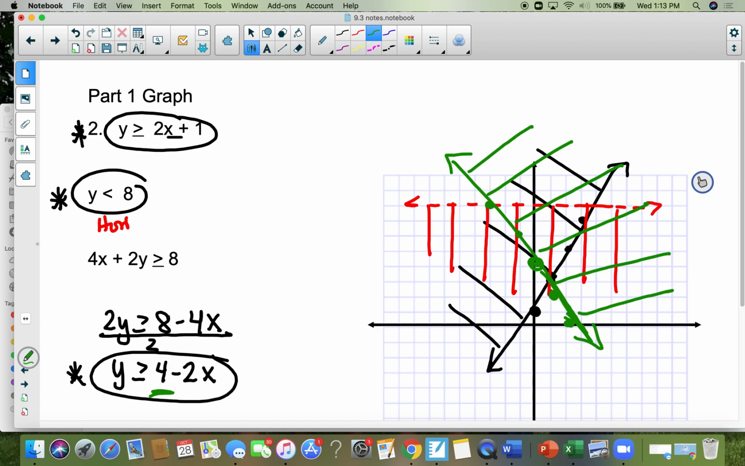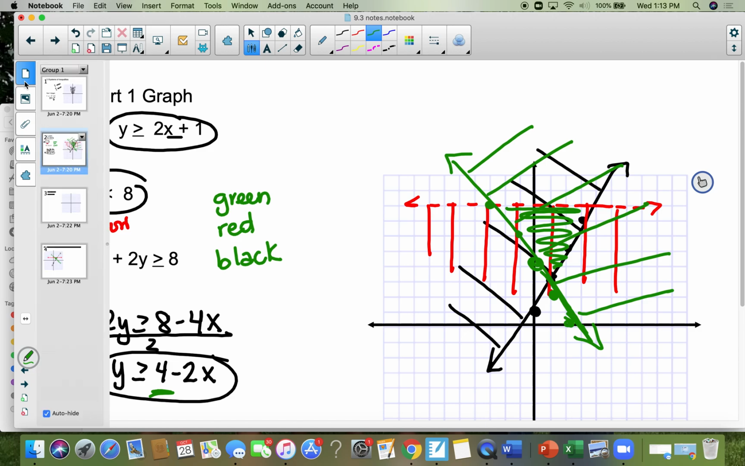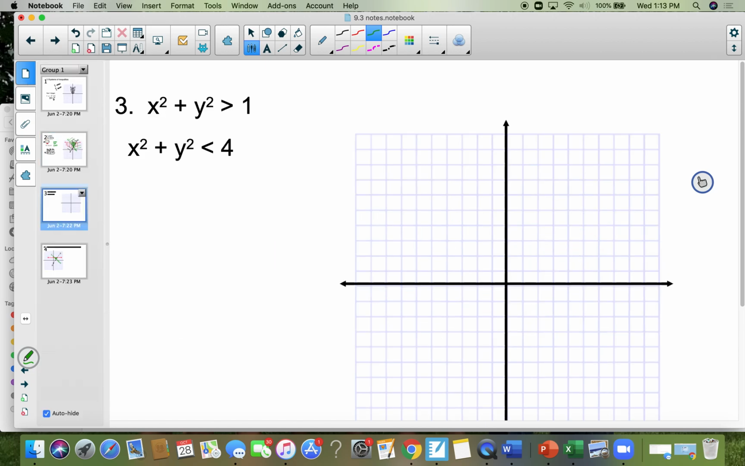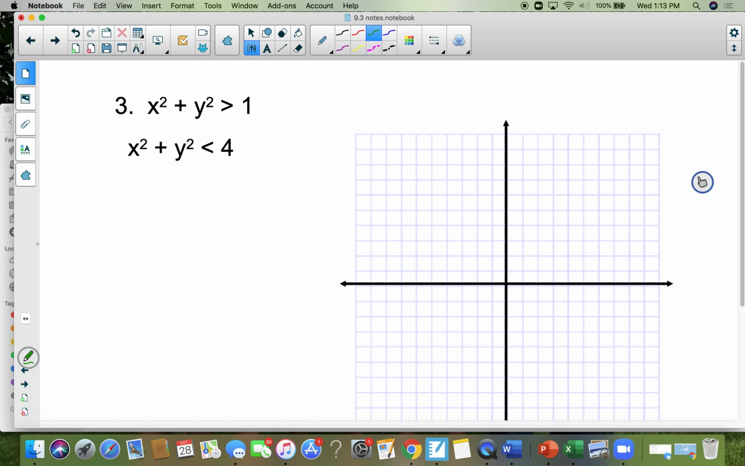The answer to this problem is where the green, the red, and the black all intersect with each other, which is right in here is the answer to the problem. One more. We have 2 more examples. This is from Chapter 3, Section 2.